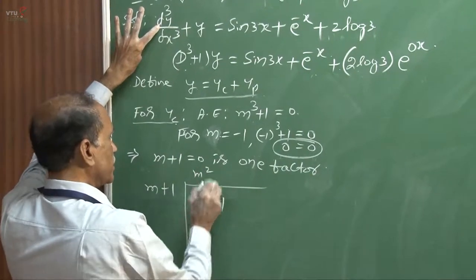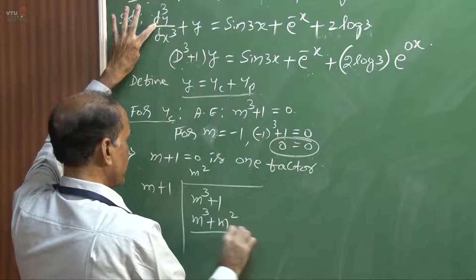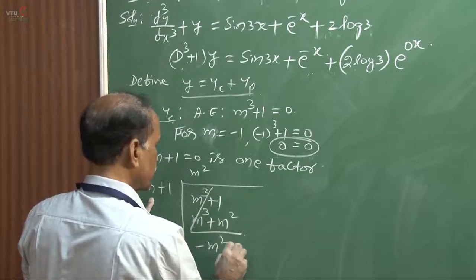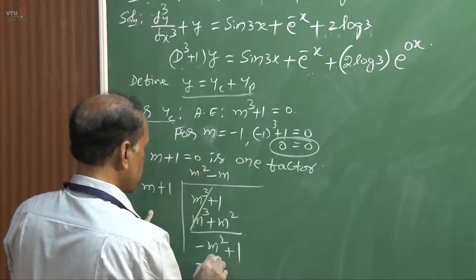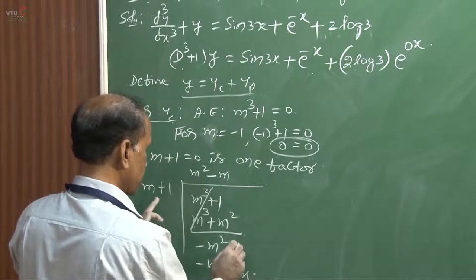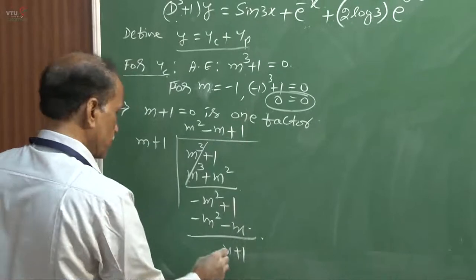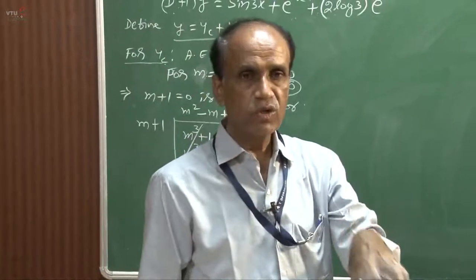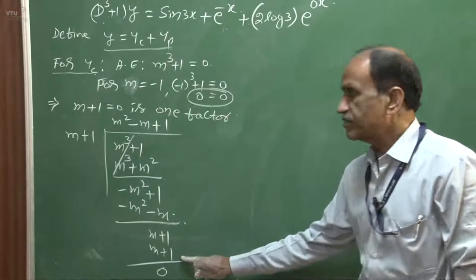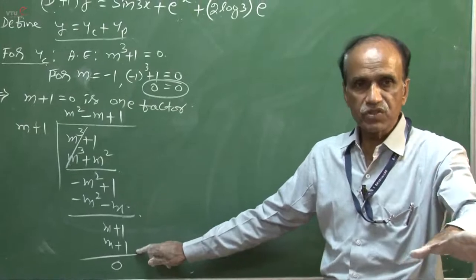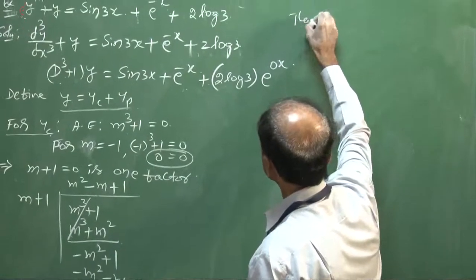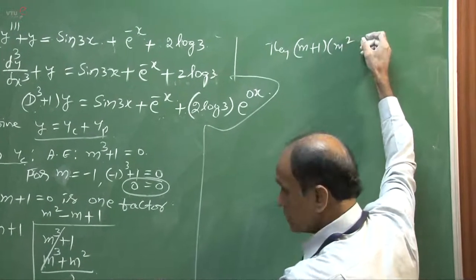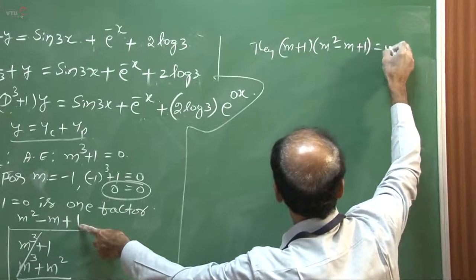So m plus 1 is to be divided into m cube plus 1. Therefore m square you are going to write, m cube plus m square, right. So this cancels and then we get minus m square plus 1. So minus m you can write, minus m square and minus m, this becomes m plus 1, and then m plus 1, 1 is multiplied to this. So you are getting remainder as 0. Your ultimate goal should be that you must get the remainder as 0 here. After the division process is over, then your division process is completed. Then what are the factors? Then this has to be taken as m plus 1 into m square minus m plus 1 equal to 0.